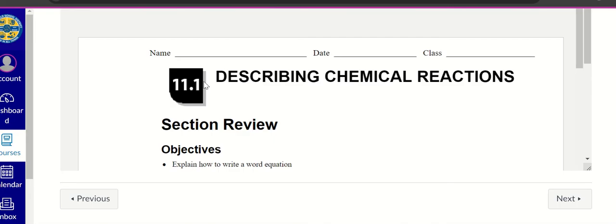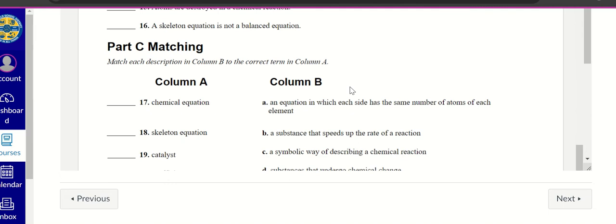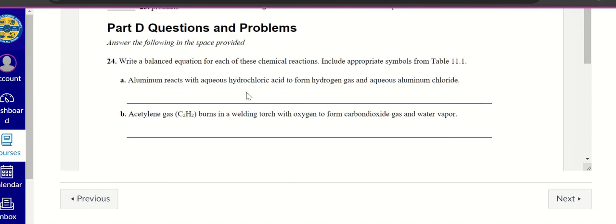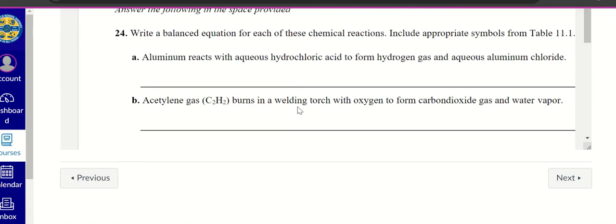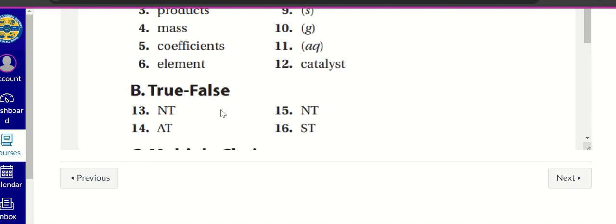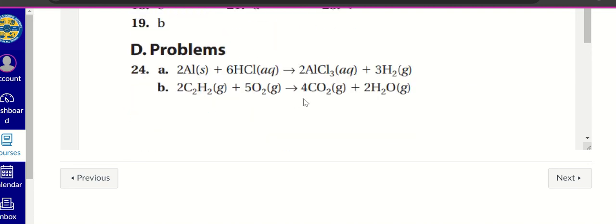It's right back to the previous worksheet that we did. So question number 24. Let me see if I can zoom in on this. Question number 24. Acetylene gas burns to form carbon dioxide and water. The question is the same. Write the balanced equation. So the answer is right there on your worksheet. So we can just copy that over.